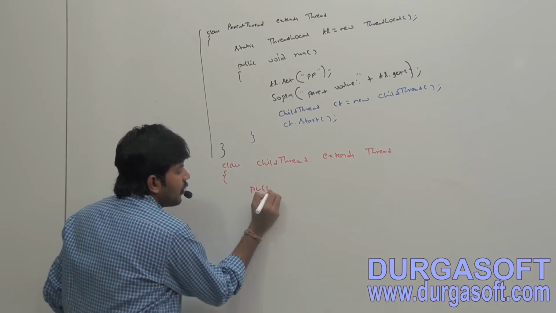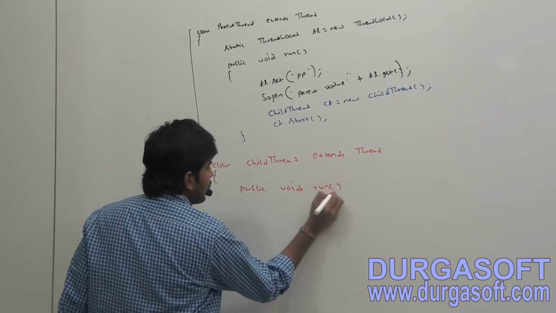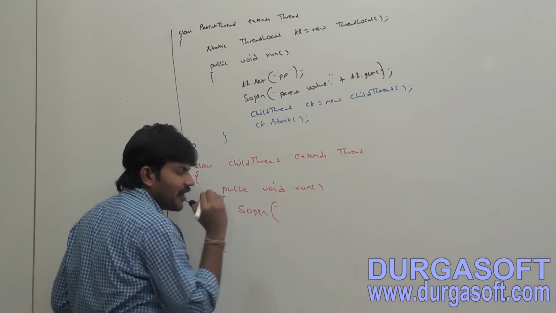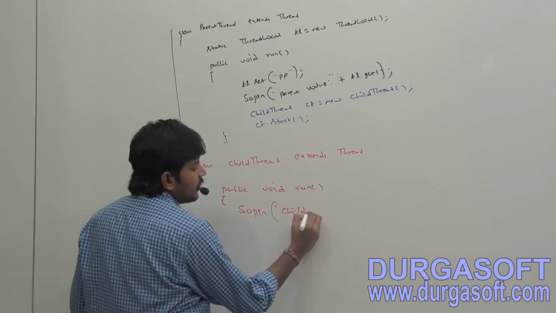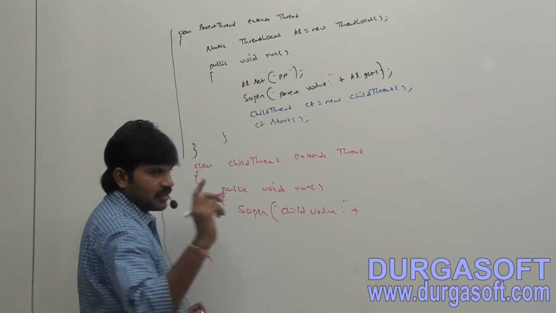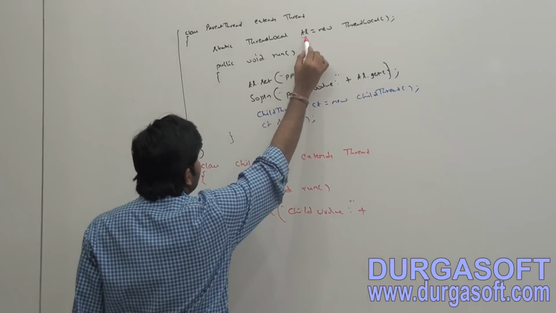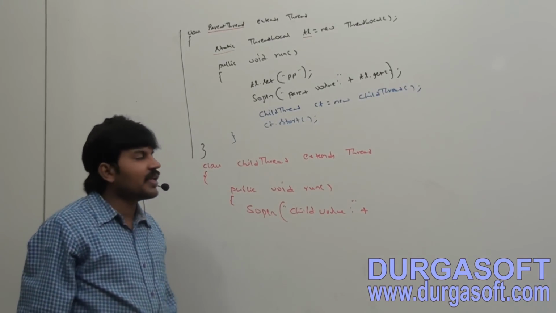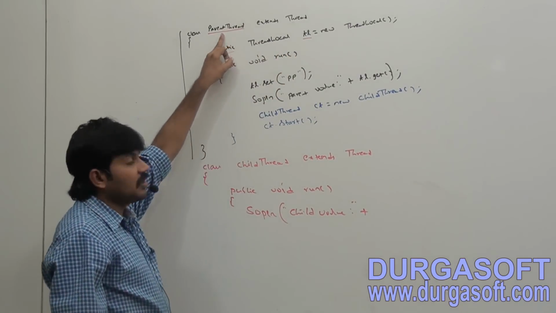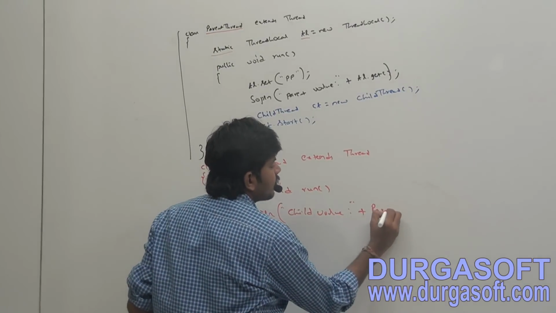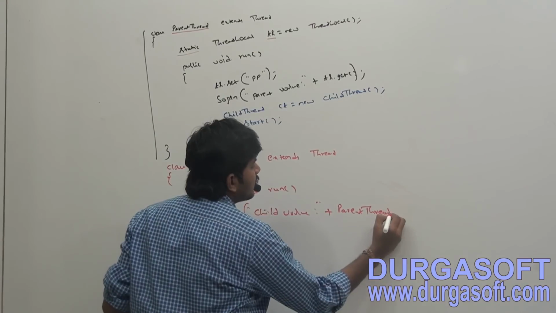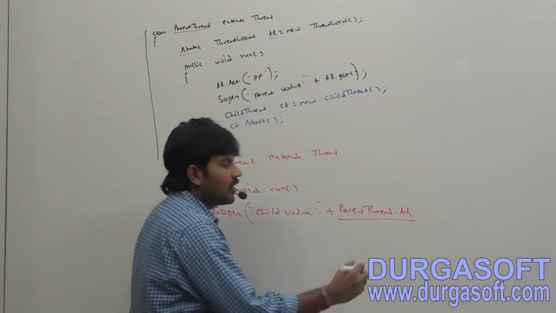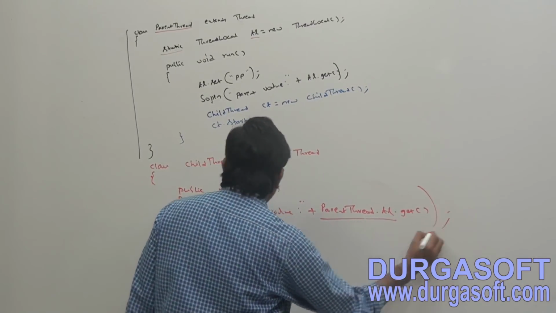Now public void run method, System.out.println. Here, child value. I'm asking for the child value. TL is a static variable which is there in the ParentThread, correct or not? Can you tell how we can access a static variable? By using the class name. That's why ParentThread.TL, the thread local. What is my value? Dot get.